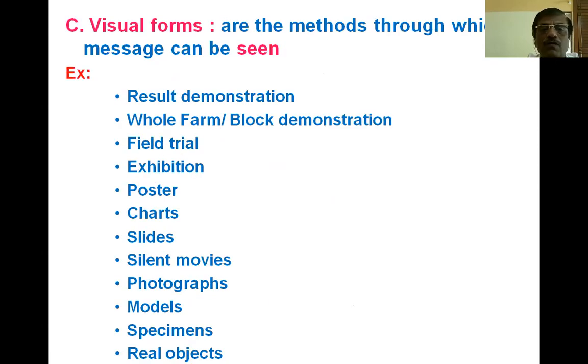Then visual forms. Visual forms are the forms through which the message can be seen. For example, result demonstration, where in the case of demonstration you can see the message. Whole farm demonstration or block demonstration, field trial, exhibition, posters, charts, silent movies, photographs, models, specimens, real objects. Through these aids, you can see the message. These are the examples of visual forms.